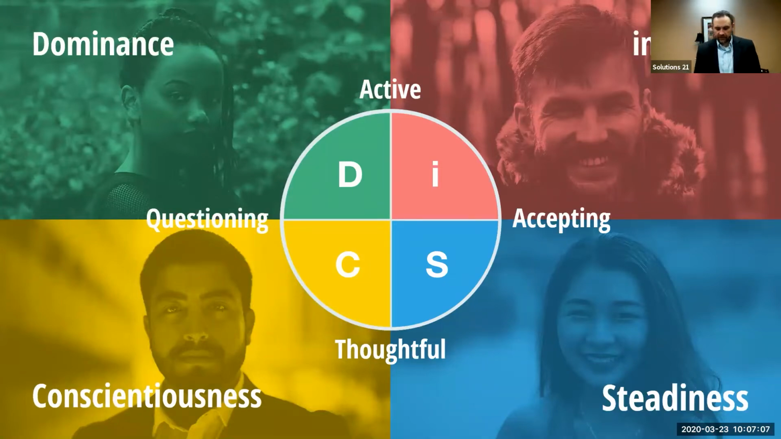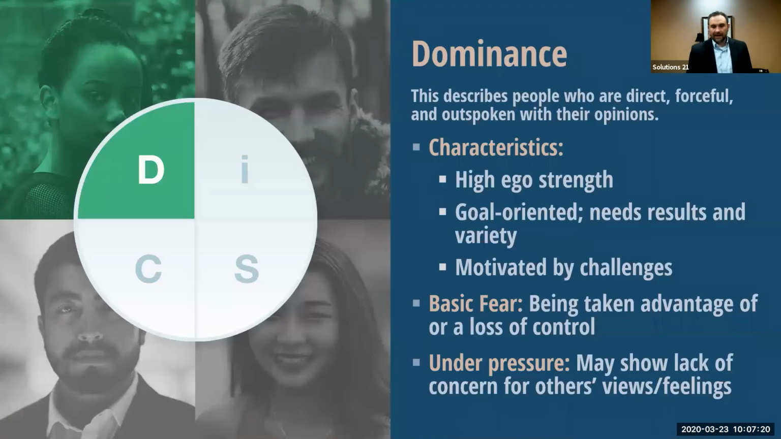Now, some quick information about how these styles work. If we look at each style, let me give you a quick view here. Our D style colleagues are folks who tend to have high ego strength, very goal-oriented in their approach. I want to be very careful about that word ego. Folks may tend to get a little uncomfortable with that word. That's more referring to having a real heavy comfort in their decision-making. Basic fear, being taken advantage of or loss of control. Under pressure, may show lack of concern for others and feelings. We'll get into that more in a minute.